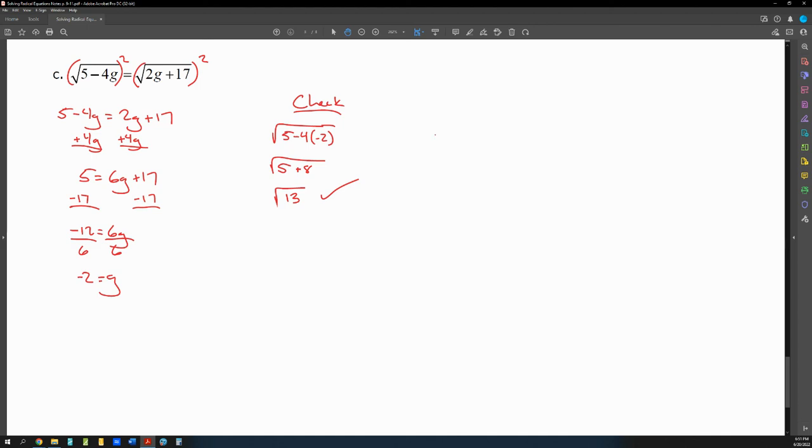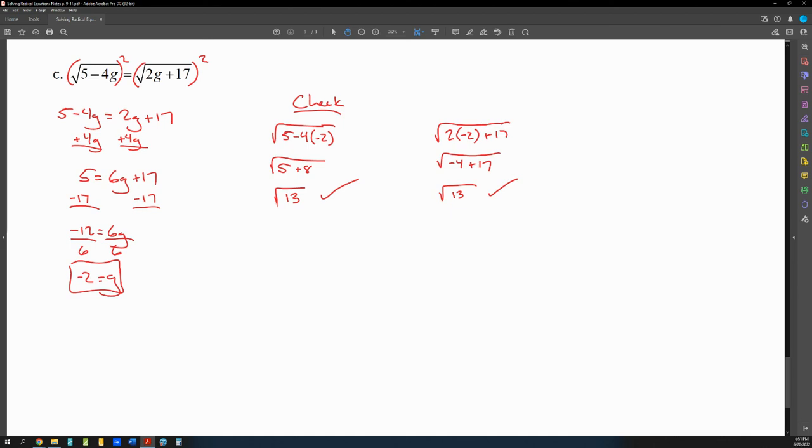Let's check the other one. So we have the square root of 2g plus 17. So 2 times negative 2 plus 17. Well, 2 times negative 2 is negative 4, and then plus 17. Negative 4 plus 17 is 13, which is positive, so we're good. So again, our solution is negative, but this solution is a real solution to the equation.